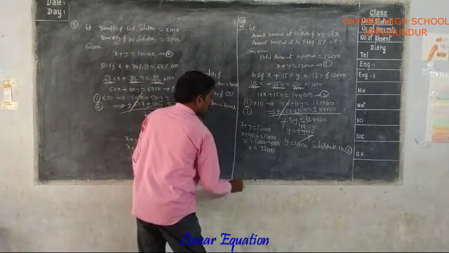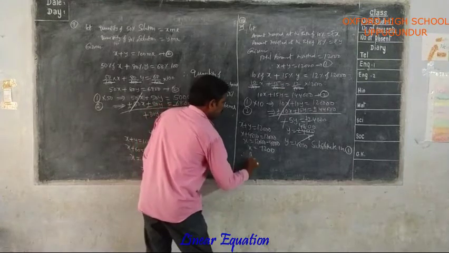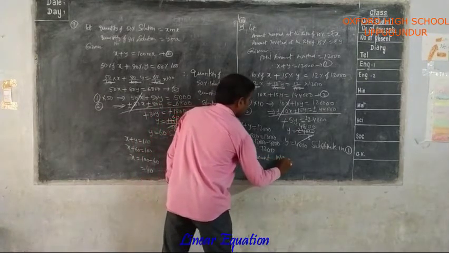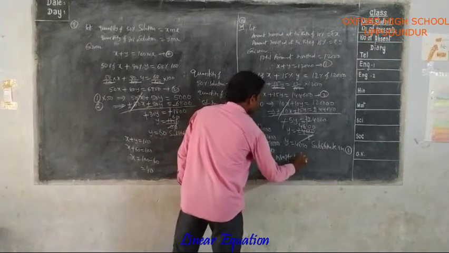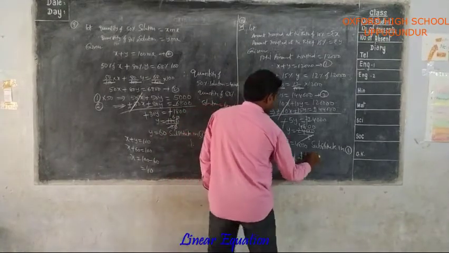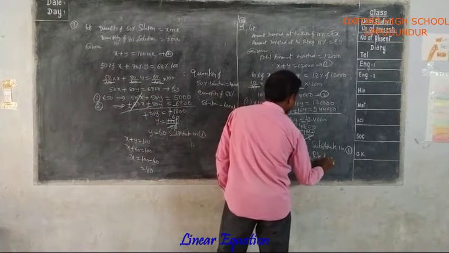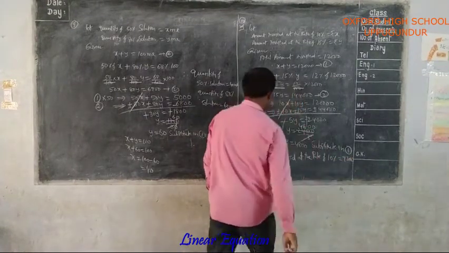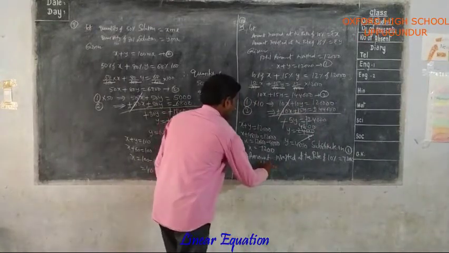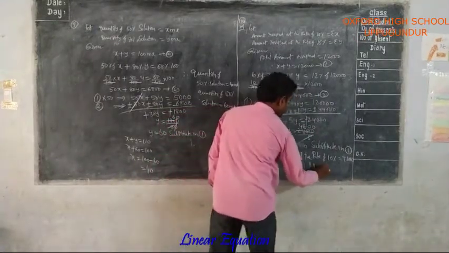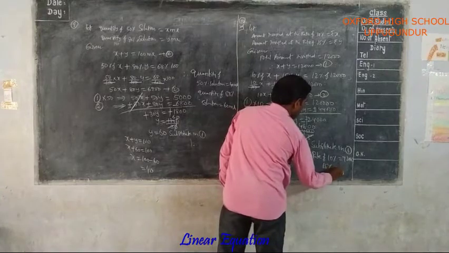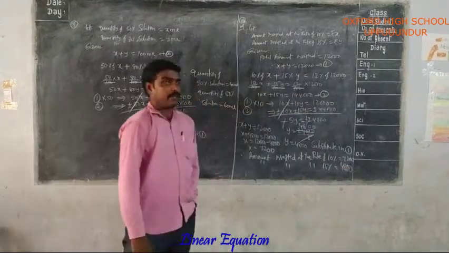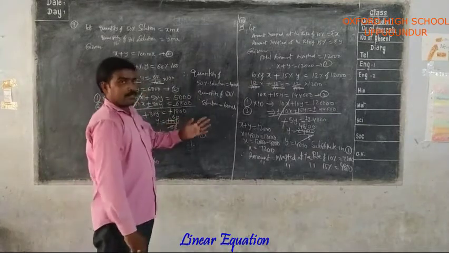Therefore, what are x and y? The amount invested at the rate of 10% equal to 7,200. The amount invested at the rate of 15% equal to 4,800. See, both are having same conditions.